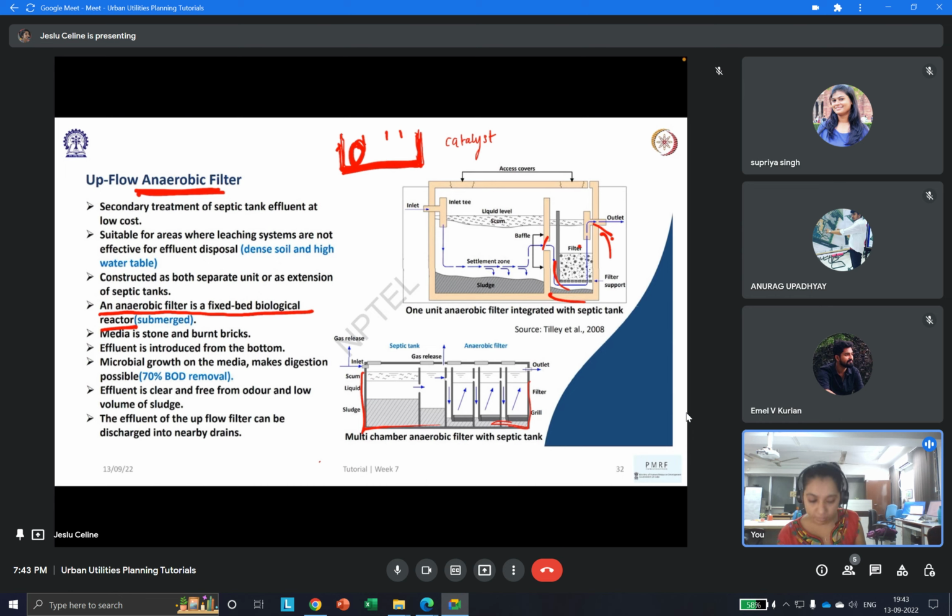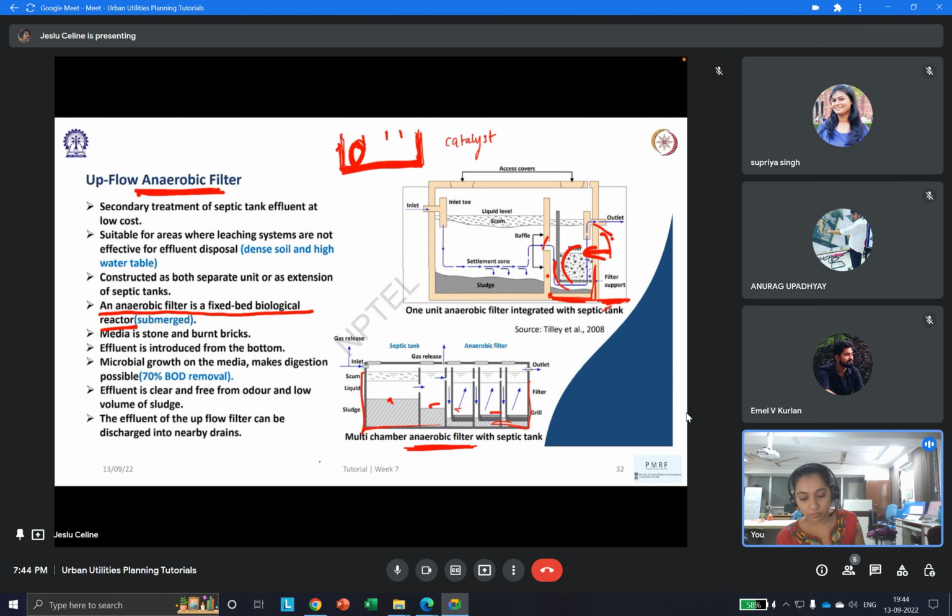So it can be integrated with our septic tank. This is the case where it is integrated with the septic tank. Here you also observe there is a fixed chamber for it, or something else is being constructed. There can also be a multi-chamber anaerobic filter, where something is happening in each chamber. So this is the reason why we call it a fixed bed biological reactor.